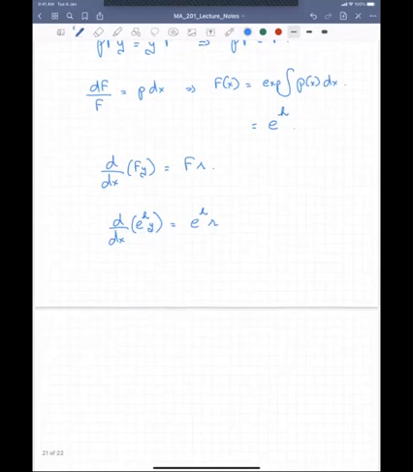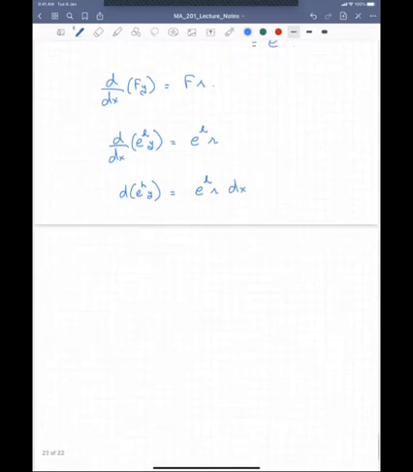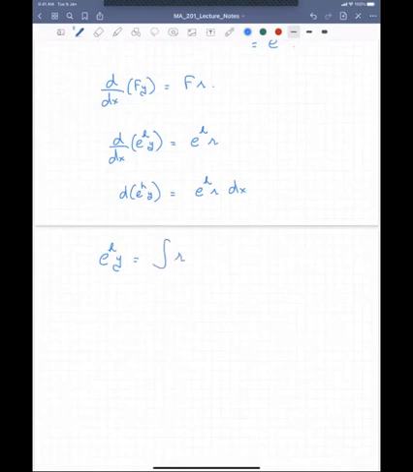Okay. And now I can easily integrate this because I can turn this around and say this is d of this guy equals e to the h r dx. And integrating this would give me e to the h times y equals the integral of r e to the h dx plus some constant.